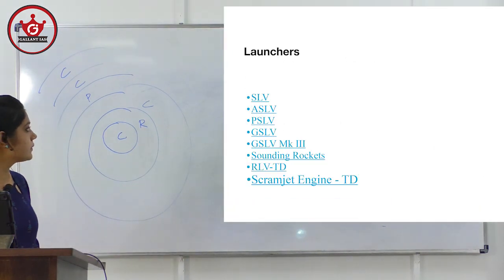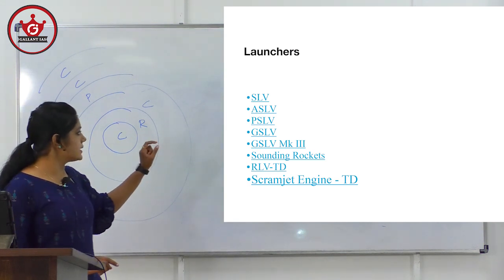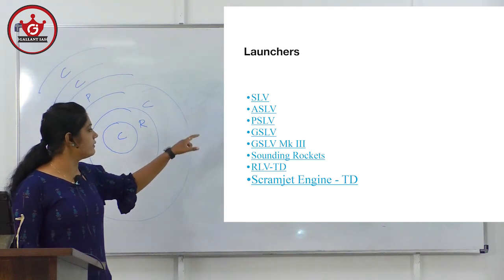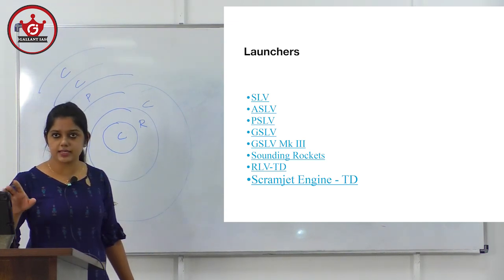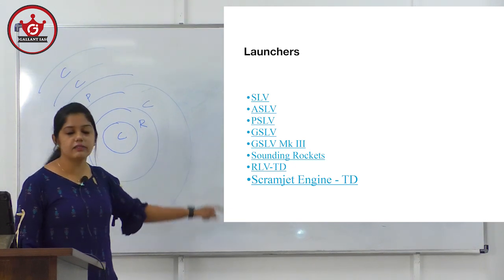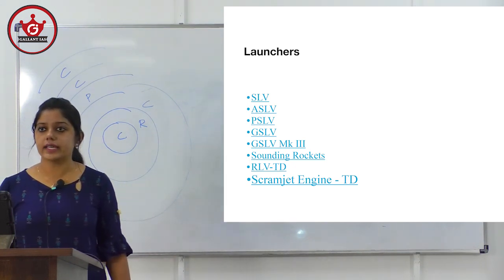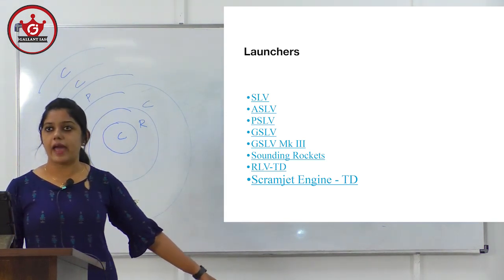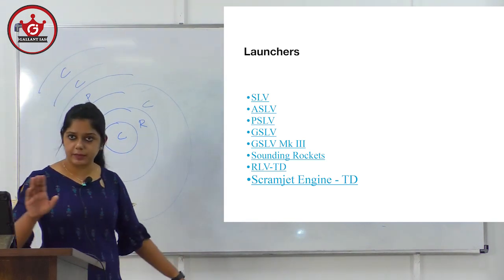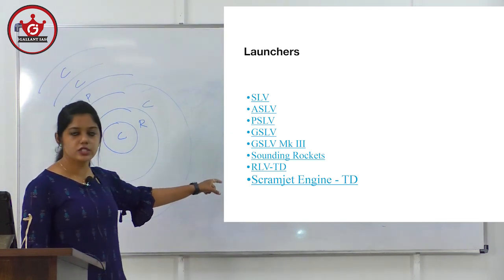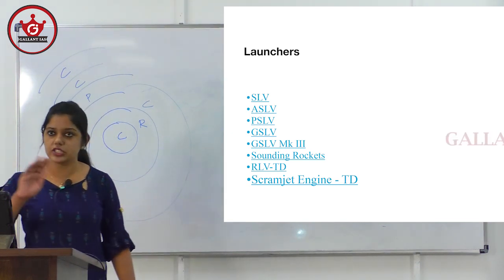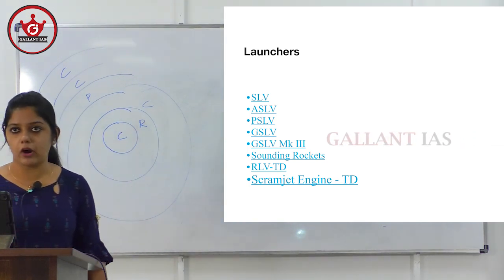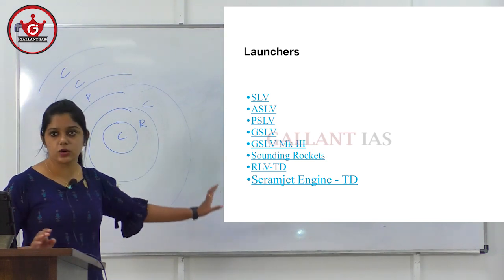Moving on further, launchers. Again, here's the link. You can directly go through the link also. Launchers: we have SLV, which was asked in your test series and all. We have ASLV. PSLV is known as the workhorse of ISRO. GSLV. GSLV Mk3 is known as the fat boy. Sounding rockets, I'll explain what sounding rockets are. RLV, reusable launch vehicle. Scramjet engine, I'll explain that too. All these launchers are important. It is directly taken from ISRO's website.